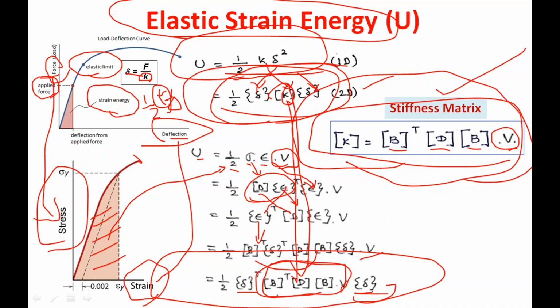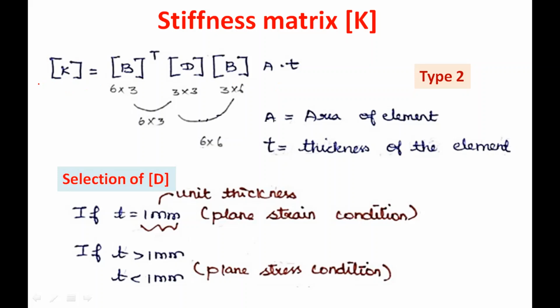If we use the same approach we followed in the one dimensional problem, we will also get the same combination of matrices. Here, for easy understanding, I am using the elastic strain energy approach. This is the K stiffness matrix, which is B transpose D multiplied with B and A T. What is A T? It is the volume of the element. A is the cross sectional area, the triangular cross section, and T is the thickness of the element.